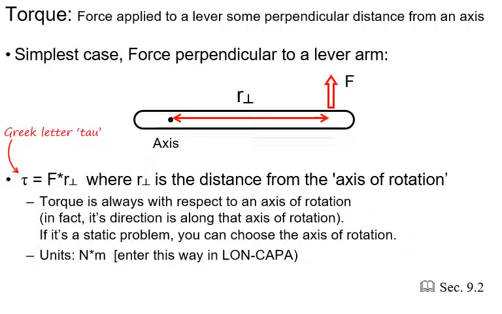So the simplest case that you can have is where all of the force is perpendicular to a lever arm, and that's applied some distance from the axis of rotation. So remember, torque is always relative to some axis of rotation. So for this same scenario here, if I were to move the axis of rotation to the center of the board, that means that force would be applying less of a torque because there's less of a distance.